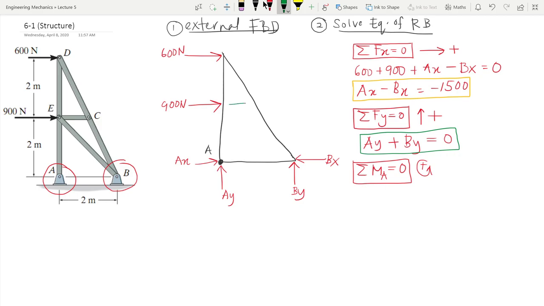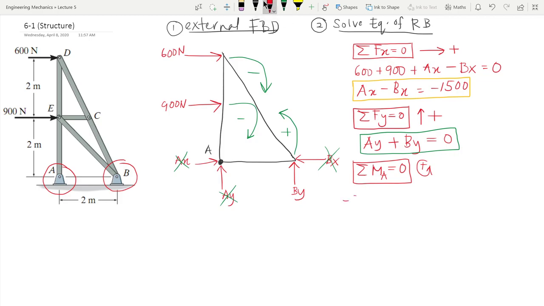this one. This 900 Newton force is rotating that way. It's going a negative. This one is also doing a negative. And BY is doing a positive. BX is not involved. AY is not involved because it's not rotating at all. AX is also not involved because it's not rotating at all. So only three things are involved in this. So let's write them down.